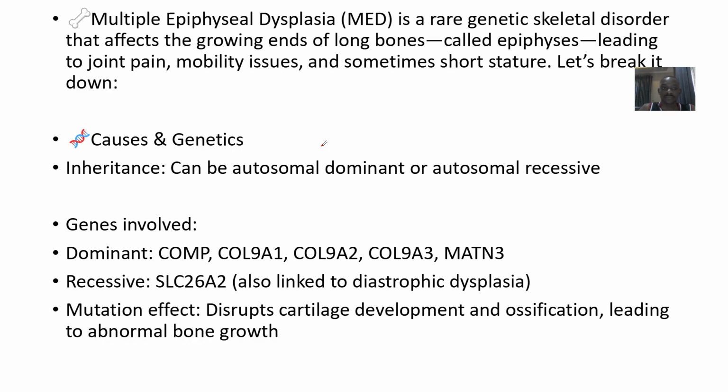You understand? The cause is inheritance, which can be autosomal dominant or autosomal recessive, right? The genes that are mutated are all these genes lined up right here. That's for dominant inheritance. With dominant inheritance, once you have just one copy, you have the disease. For recessive, if you have one copy, you are just a carrier. For you to have the disease, you have to have two copies. The mutation effect is that it disrupts cartilage development and ossification. This will lead to some abnormal bone growth.